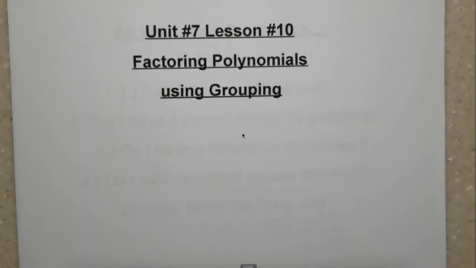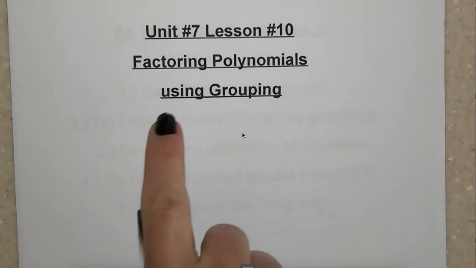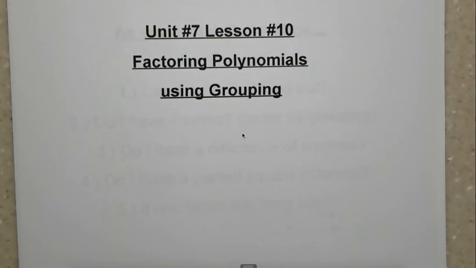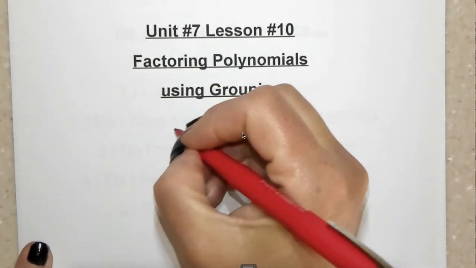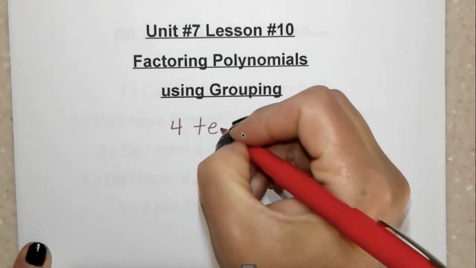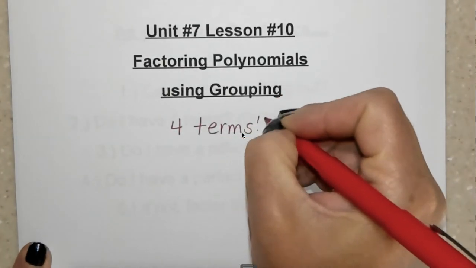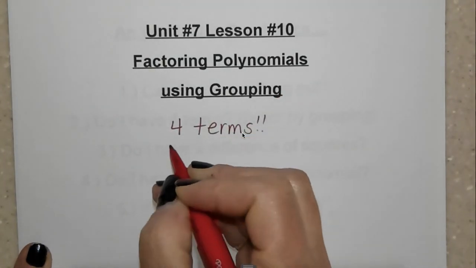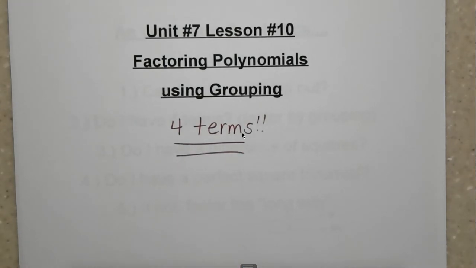But for now, I want to show you how to factor polynomials using something that's called grouping. Grouping is what you have to do. Yes, I said have to do when you have 4 terms. So if you have 4 terms, you had better be grouping. Okay?